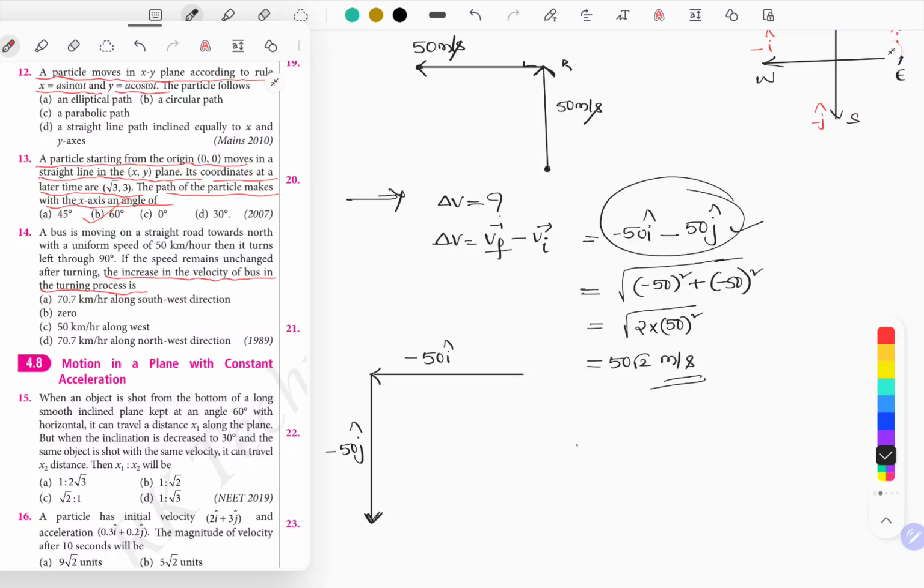Now how to draw a resultant vector? The resultant vector is drawn from the tail of the first vector to the head of the last vector. This is how the resultant vector is drawn. Here it is delta v. This is the resultant vector.